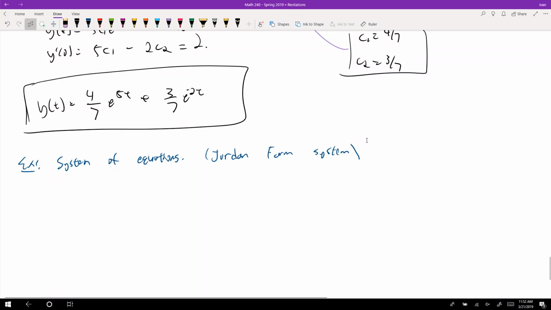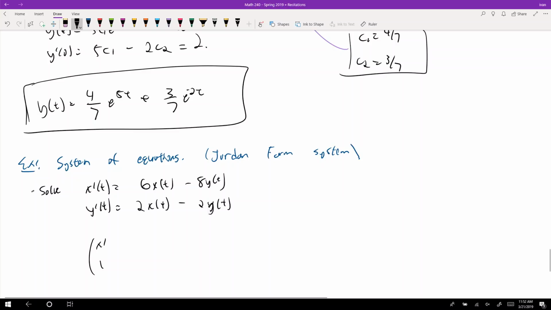So let's see how you do these types of problems with the methods that we have currently. Let's solve x prime of t is equal to 6x of t minus 8y of t, and y prime of t is equal to 2x of t minus 2y of t. Now what? Well, we want to write this in vector notation. So this is x prime, y prime is equal to 6, 2, negative 8, negative 2, sorry, I'm reading off the columns, times x, y. And this is our system of equations.